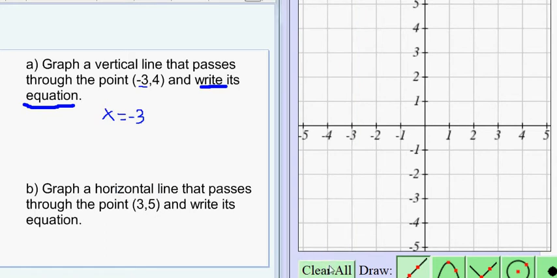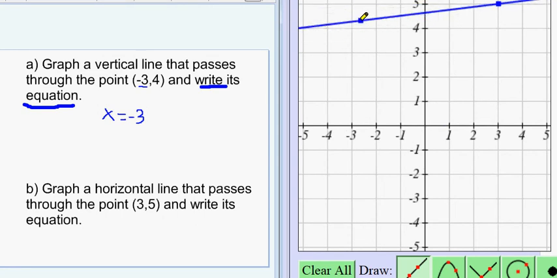So at any rate, I'm going to go over here and graph a horizontal line, one that looks like the horizon. Like if you were on the beach, you'd see the horizon moving, or not moving, but it would be left and right, and it has to pass through 3, 5. So I'm going to go over here at 3 as the x value, y equals 5, and I'm going to put that point there. And the fact that it's horizontal means that it's going to be looking like this.